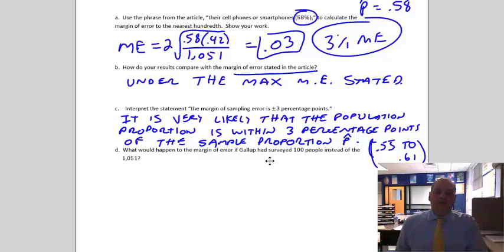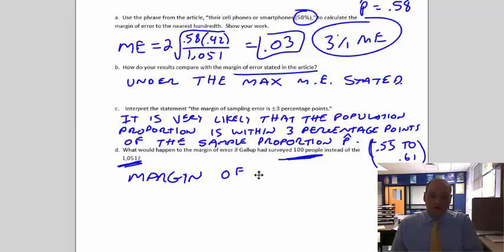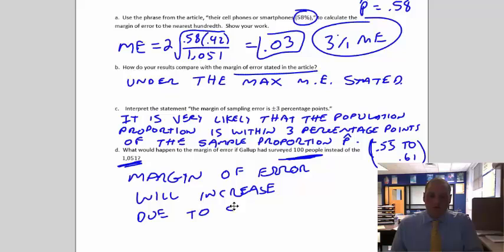What would happen if Gallup surveyed 100 people instead of the 1,051 that they did? What would happen to the margin of error? Well, again, as you increase the sample size, you decrease the margin of error. So here we are decreasing the sample size. Therefore, we are going to increase the margin of error. So margin of error will increase due to smaller sample size.